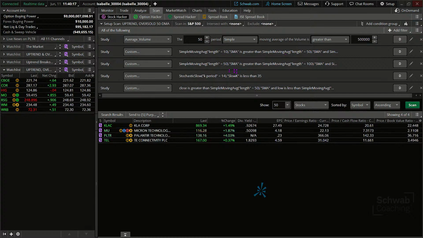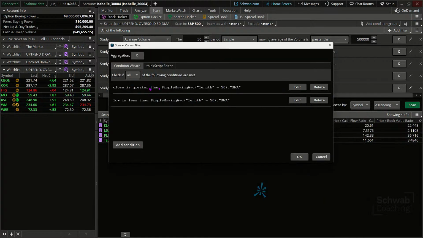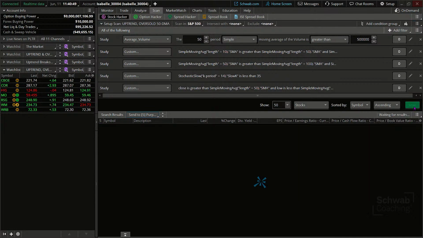Again, uptrend, a 50-day above a 100-day. Also, slow stochastics under that 35 level, and the last trade or close is above the 50-day simple moving average. I'm going to highlight this by clicking on this so you can see it. So the close is greater than the 50, but the low is less than the 50. Okay, so that's how we get it to tell us that this is testing a 50-day simple moving average.